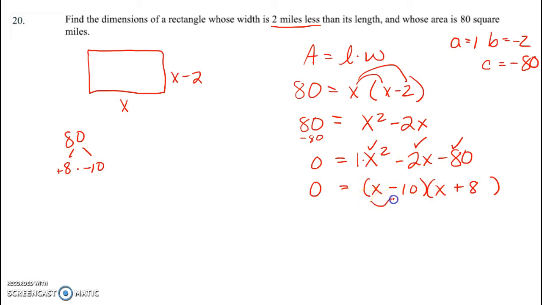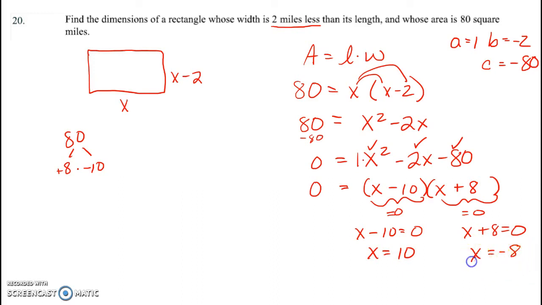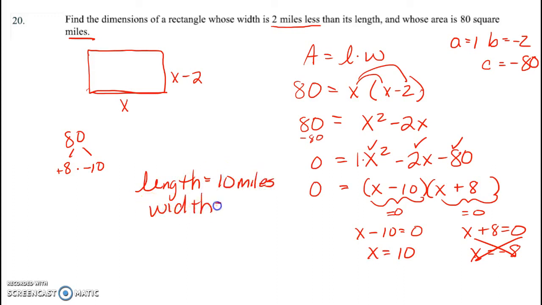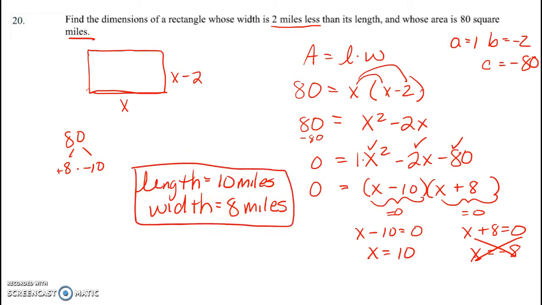All right, so one of these factors has to equal 0. Either that one equals 0 or that one equals 0. Don't skip this step. A lot of people make errors right here by skipping this step. Add 10 to both sides. Over here, we're going to subtract 8 from both sides. One of these answers we're going to reject. We're talking length here, and lengths cannot be negative. So here, my length is, I'm looking for my units. My units here is miles. So my length equals 10 miles. My width is 10 minus 2, or 8 miles. When you multiply those together, you get the 80. Okay?